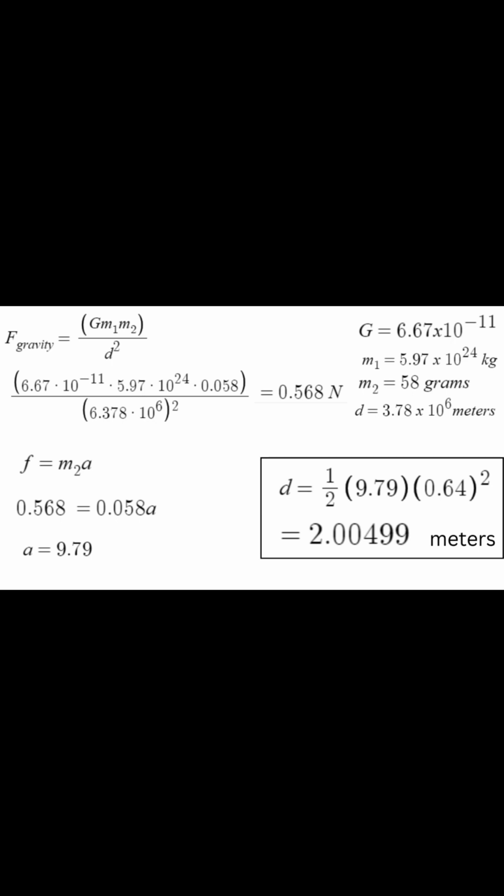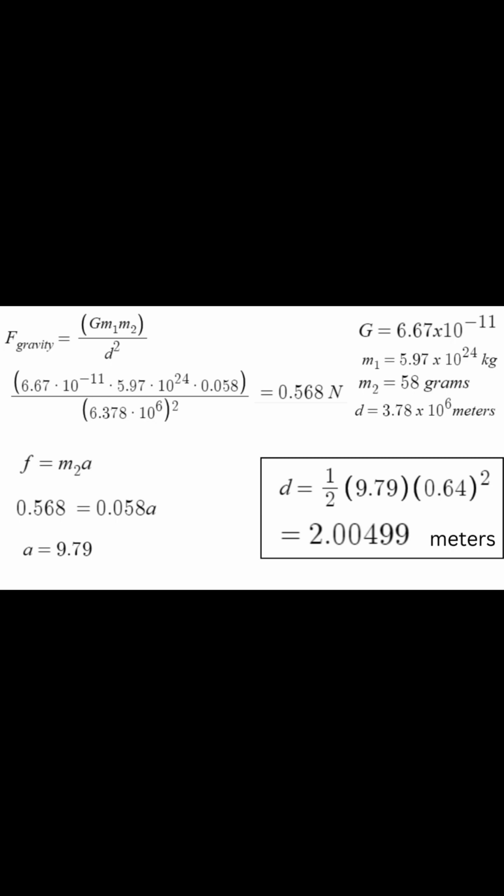And the distance between the center of the Earth and the tennis ball is 6.378 times 10 to the 6th, squared, and that is also in meters. So I have to be kind of careful with that. So if we plug all of those values in, we get a force of 0.568 newtons. So that is the force that the Earth is exerting on the tennis ball.